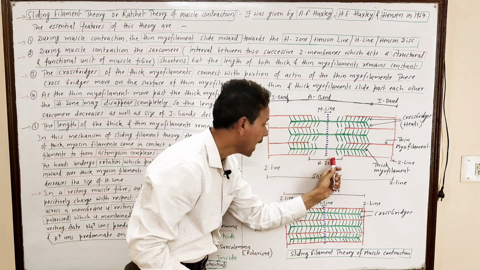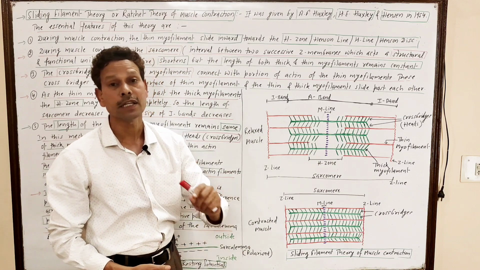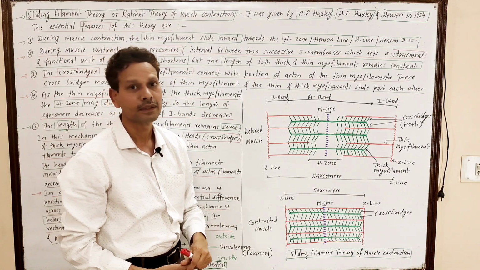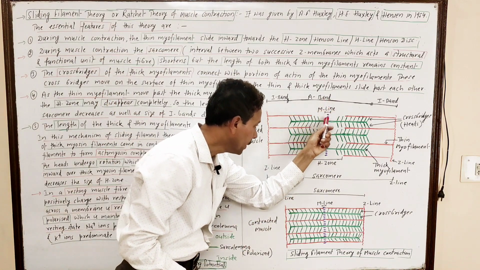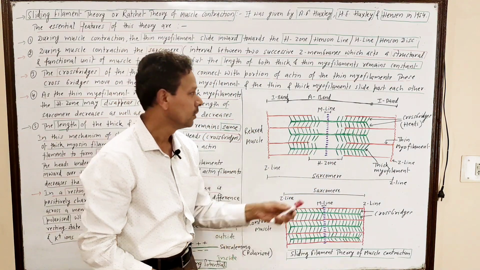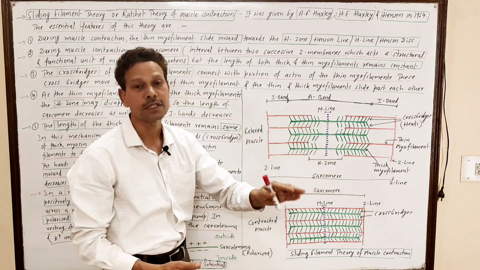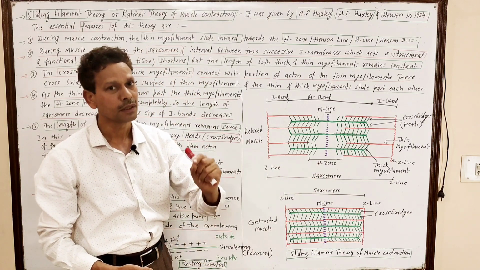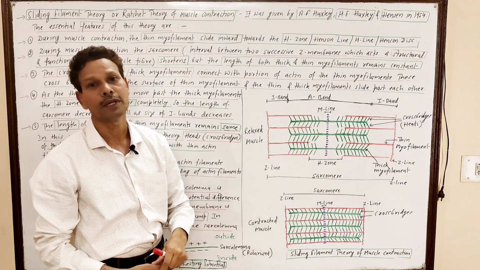In the center of this A band, a zone is present, which is the H zone, also called Hensen's line or Hensen's disc. In the middle part of this H zone, a line is there, which is the M line, Mittelstreifen, which means middle line in German.